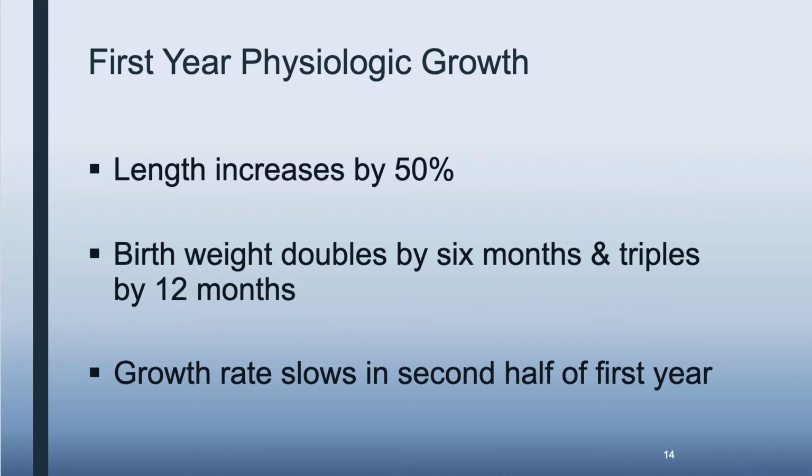In the first year of life, there is a huge amount of growth. It's really quite remarkable. Length of the child increases by 50%. Birth weight doubles by 6 months and triples by 12 months. So that's huge. If you're born and you weigh 9 pounds, you weigh 18 pounds by 6 months, and you weigh 27 pounds by 12 months. Huge growth. And then the growth rate slows in the second half of the first year.